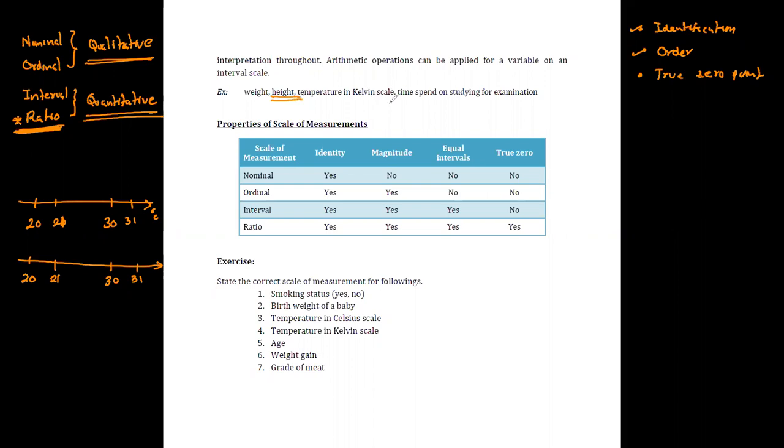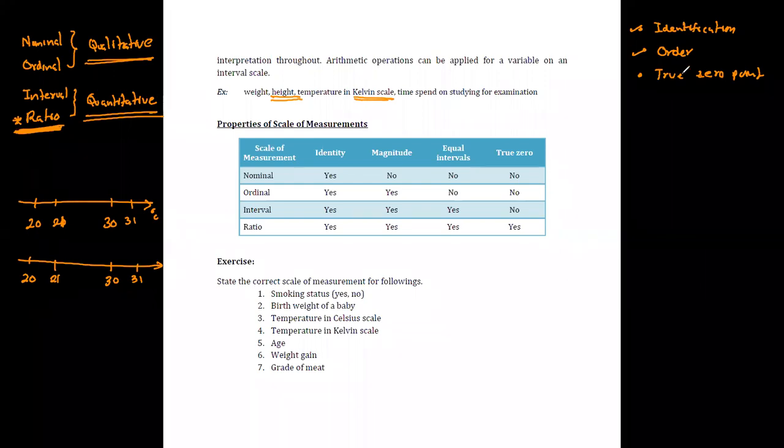Then temperature in Kelvin scale. Only for the Kelvin scale will we have a true 0 point. If you are measuring the temperatures on the Celsius scale or the Fahrenheit scale, we do not have any true 0 point. That's why, even though we are measuring temperature, according to the scale we are using, if it is Celsius or Fahrenheit, then it comes under the interval scale of measurement. But if it is measured on the Kelvin scale, then it falls under the ratio scale of measurement.